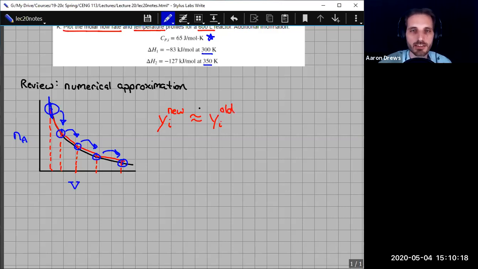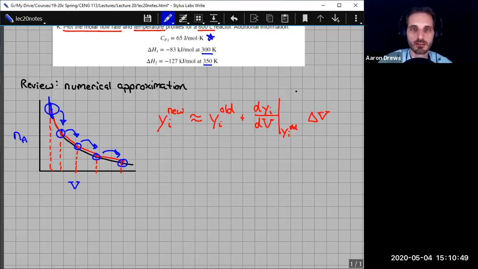So I'm using y_i to represent anything that's changing down the length of the volume, so moles or temperature or whatever. Take the old value and add to it the product of the slope. And the slope was estimated as the value of the derivative, dy/dV. And we evaluated that at the old values of y_i. And then we multiplied this by the size of the step that we took, so delta V.